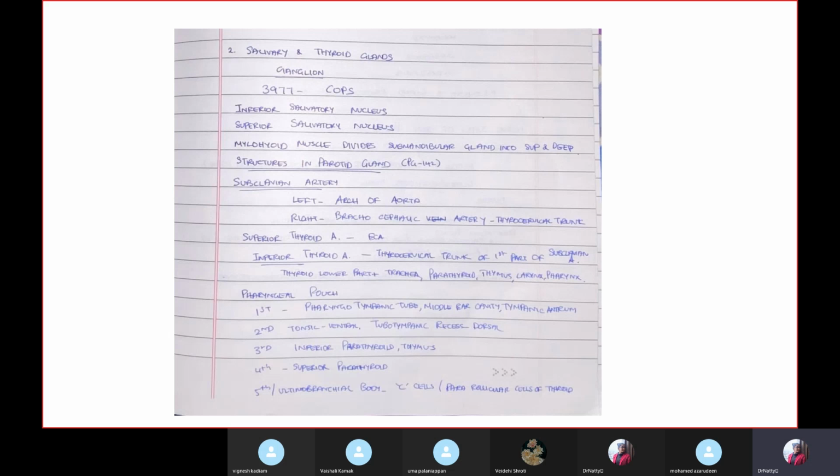So again, coming back to the structures in the parotid gland, the only question related to the parotid gland that they'll ask is: if it is within the parotid gland, only the facial nerve. Outside the parotid gland, apart from the facial nerve, you have the auriculotemporal nerve associated with it.